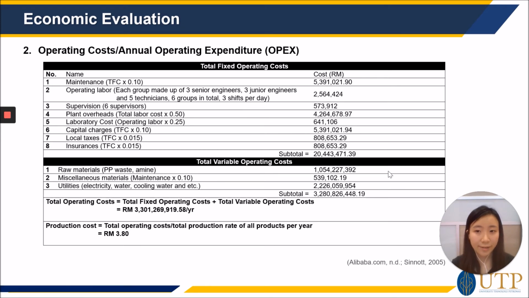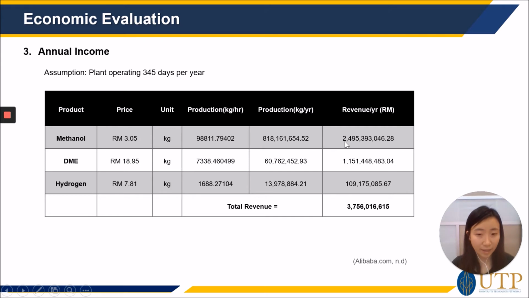Then after that, we calculate the operating cost and annual operating expenditure. There are two types of operating costs, fixed and variable. So we sum up the fixed operating cost and variable operating costs as summarized in this table here. So we get the total operating cost of this amount, and we can calculate the production cost by dividing the total operating cost by the total production rate of all products per year to get 3.8 ringgit. Then we calculate the annual income by considering all the revenues earned from the methanol, DME, and hydrogen, which are our main products and also side products, and we get this amount.